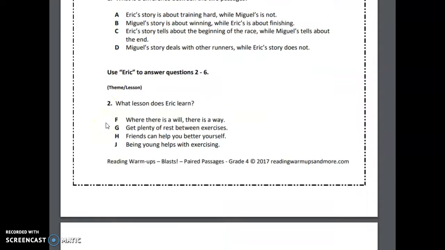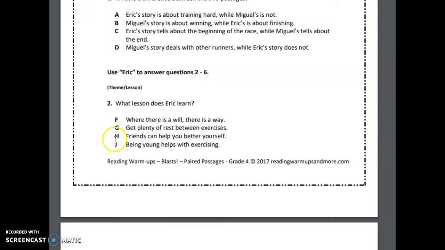Number two, what lesson does Eric learn? F, where there's a will, there's a way. We know that's the lesson that Eric learned. So F is not our answer. G, get plenty of rest between exercises. That's something that he did show us. So G might be the answer.